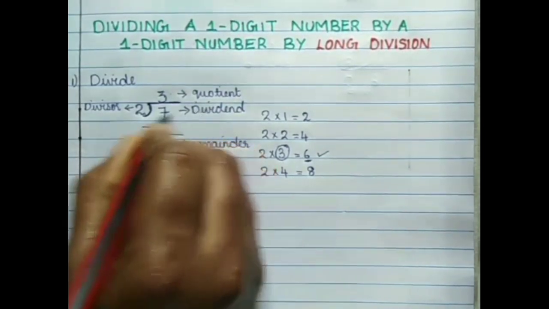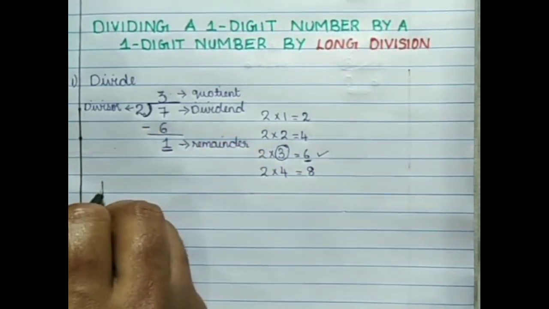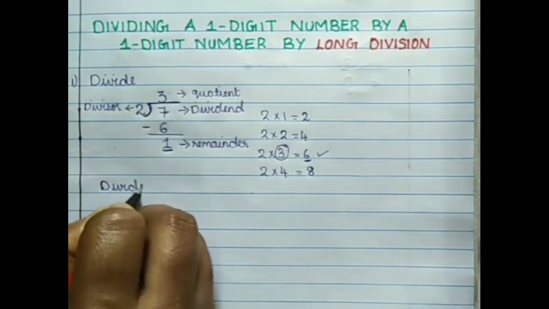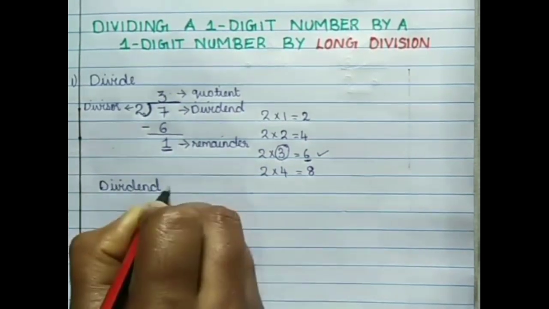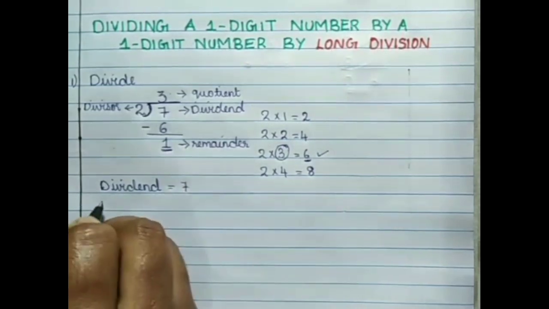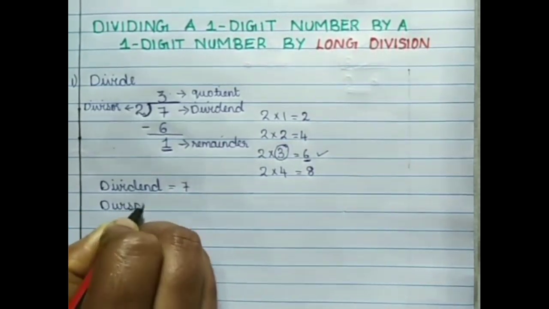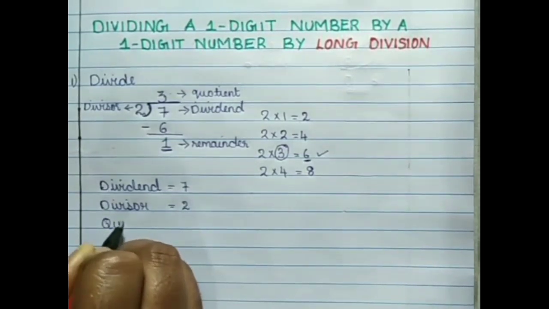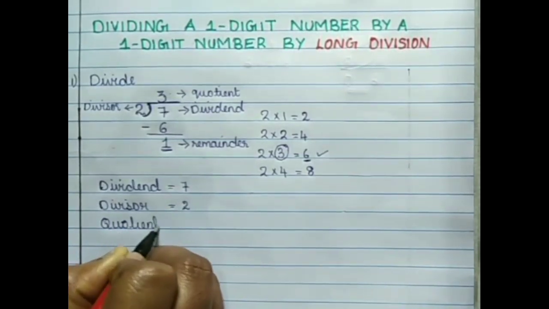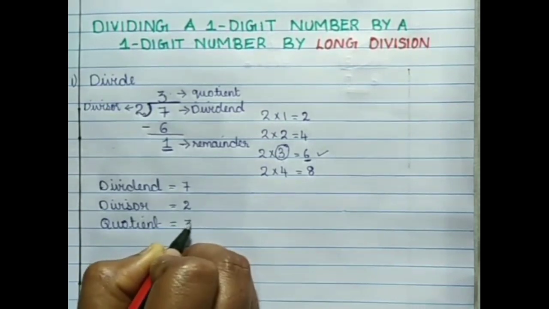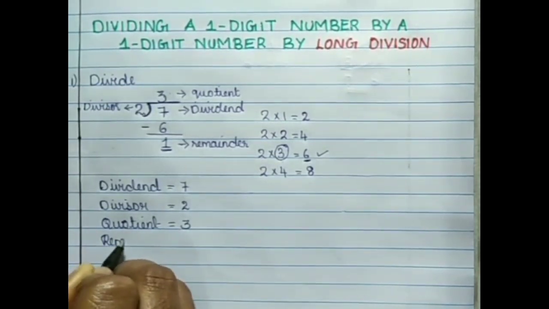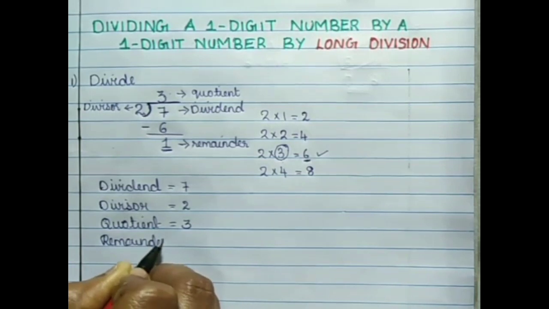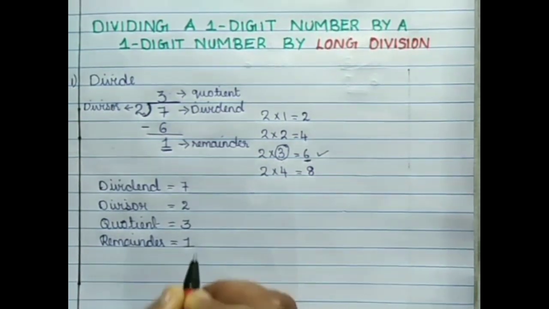Now we can write the dividend, divisor, quotient and remainder. Dividend equal to 7. Divisor equal to 2. Quotient equal to 3 and remainder equal to 1.